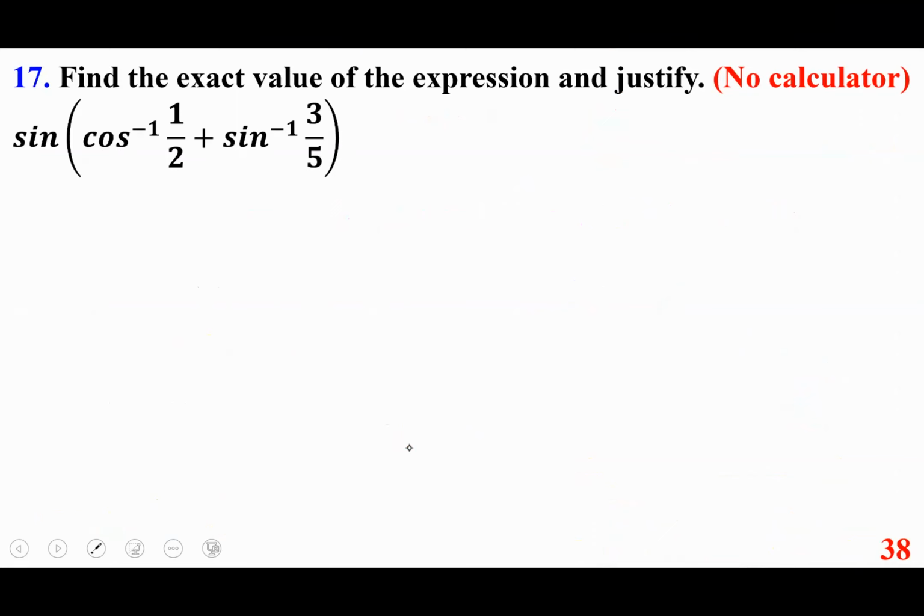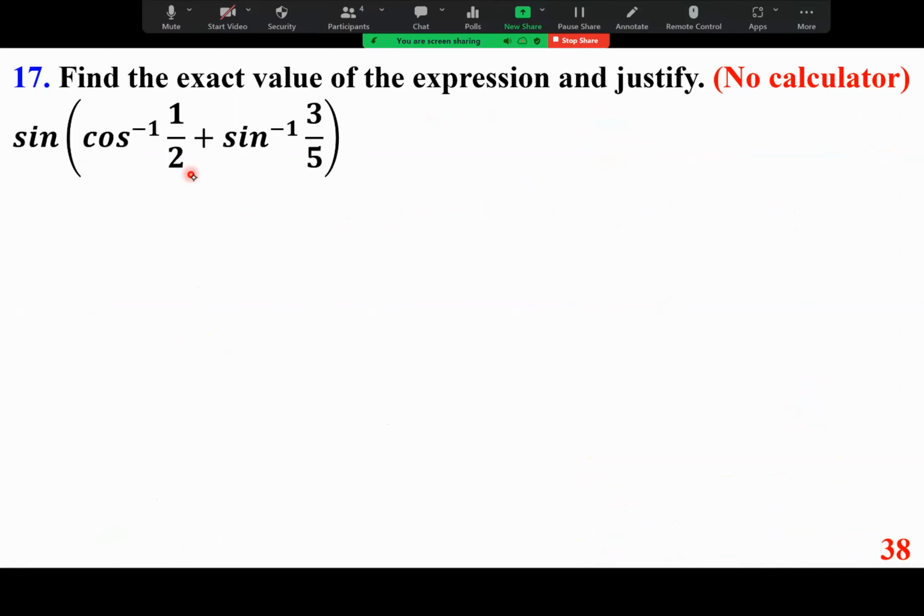We want to find the exact answer. And it's important to know this represents an angle. So if you set this one equal to alpha, this one equal to beta, let's see what happens. If this is alpha, by definition, cosine alpha is 1/2. Remember, it's from 0 to pi. And if you say this is beta, then sine beta is 3/5. And that goes from negative pi over 2 to pi over 2.